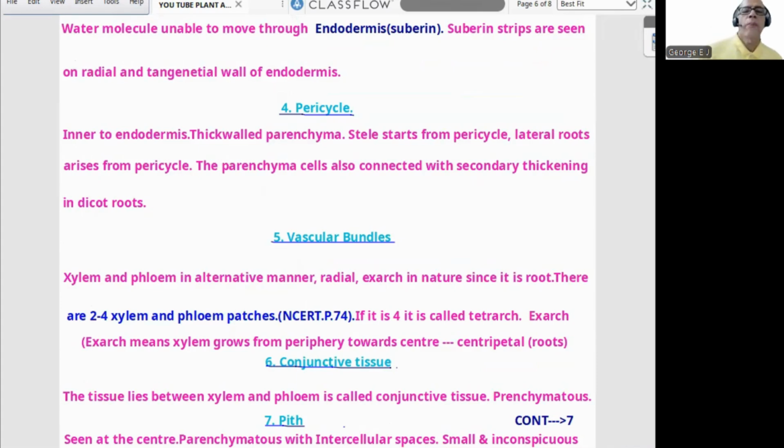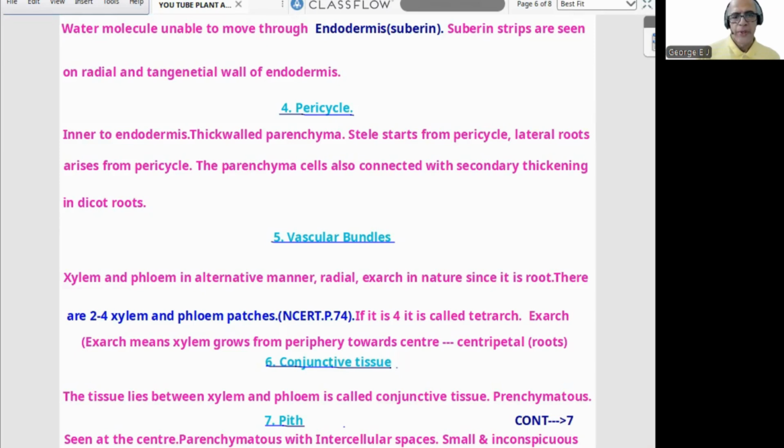Next is vascular bundles. Xylem and phloem are arranged in alternate manner because it is root system. Arrangement is called radial. It is also exarch. Exarch, you'll be remembering, protoxylem, metaxylem positioning. So exarch in nature since it is root. Number of xylem and phloem bundles or patches, it will be usually 2 to 4 xylem and phloem patches. NCERT page number 74 because it is a common question. If it is 4, then the term is tetrarch. Tetra means 4. So tetrarch and exarch. Exarch means xylem grows from periphery towards center. That is called centripetal, as in roots.